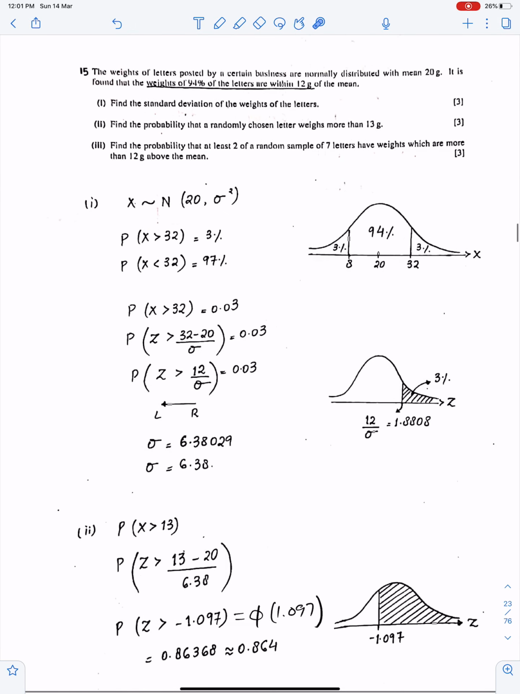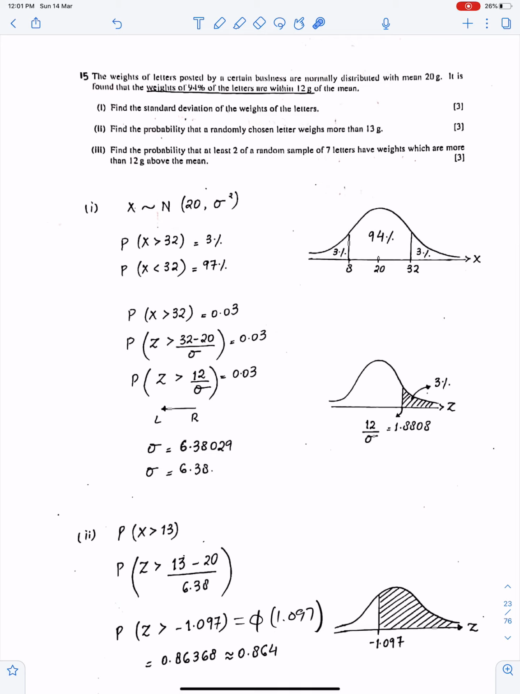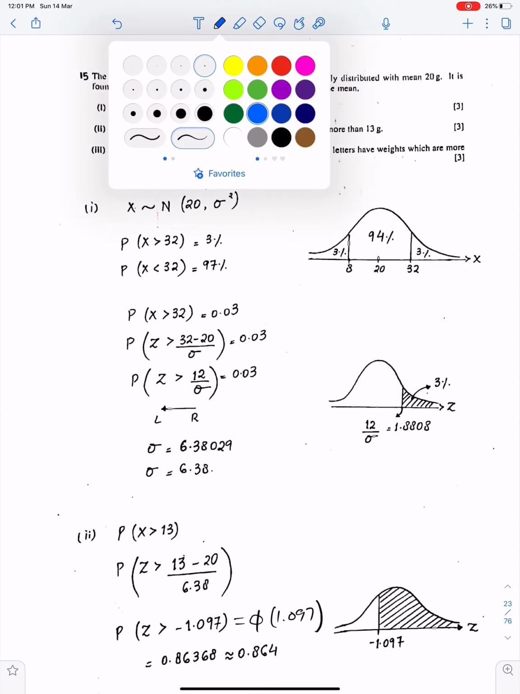This question is important, especially this statement. The weights of letters posted by certain businesses are normally distributed with mean 20. It is found that weights of 94% of letters are within 12 gram of the mean. Now within 12 gram of the mean means... I have discussed these things in detail in my first lecture.